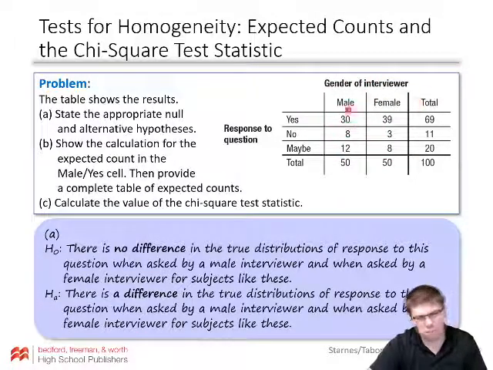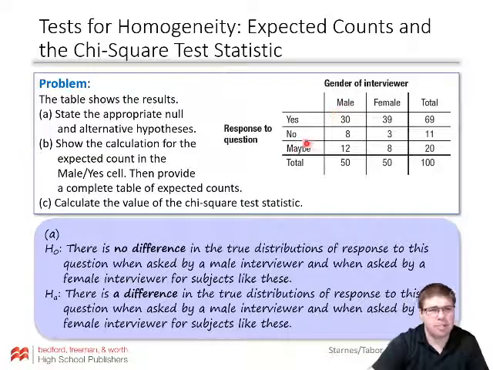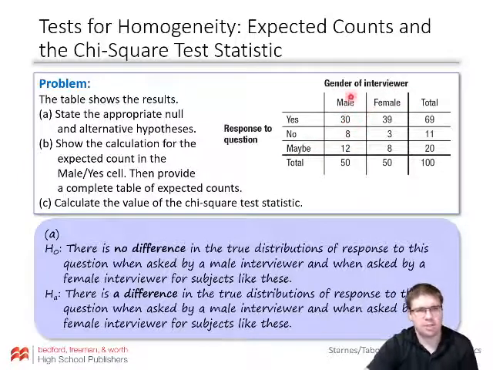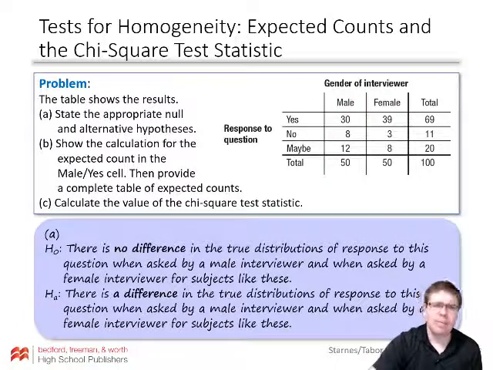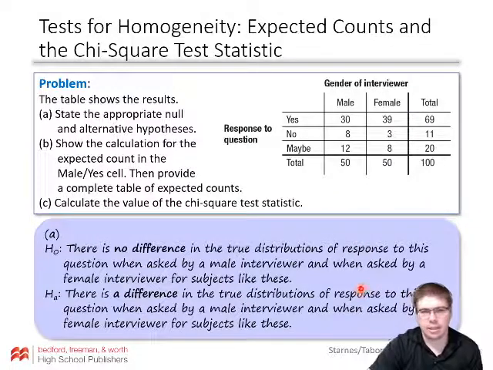You could also set this up so that the rows are the same. The two-way table could be flipped and so on. So don't always expect it to be columns being the same. In this case, that's what we're looking at. The alternative hypothesis is there is a difference in the true distribution of the response to this question when asked by a male interviewer and when asked by a female interviewer for subjects like these.